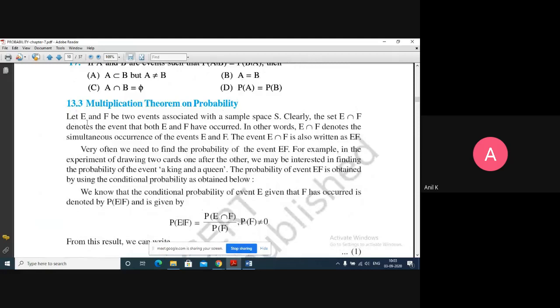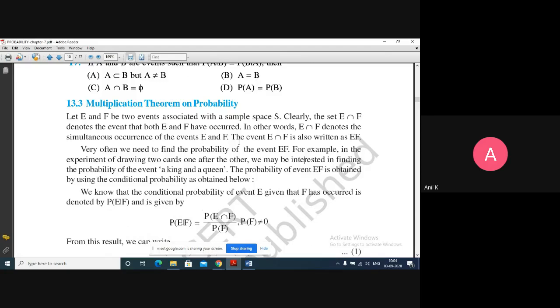For example, let E and F be two events associated with the same sample space S, which we were doing till now. Clearly, the set E intersection F denotes the event that both E and F have occurred. That is, the intersection of both will happen at a time. In other words, E intersection F denotes the simultaneous occurrence of the events E and F.